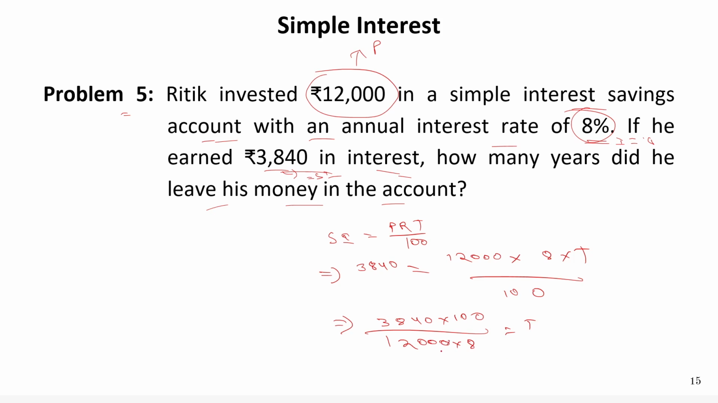So by cancelling the zeros, what we are left with is T is equal to 384 whole by 8 into 12. So this will be equal to what? 192, and this will be 4. So this will be what? 96 by 2. So this will be 48. So 12 into 4 is equal to 48. So this will be 4. So he left his money for 4 years in the account.